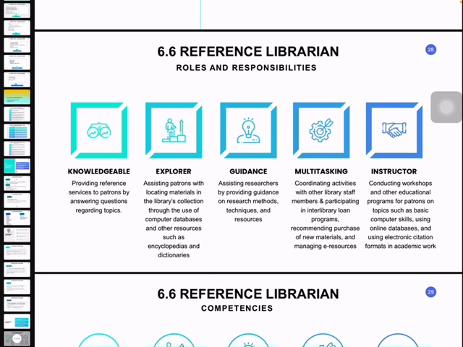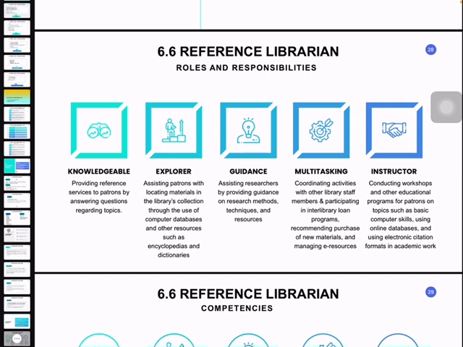Okay, reference librarian need to educate, need to guide the users how to find the materials, how to find the sources in the library, and how to use these sources to answer their question. Reference librarians need to be a guidance as well, which is they need to assist researchers by providing guidance on research methods, techniques, and resources.